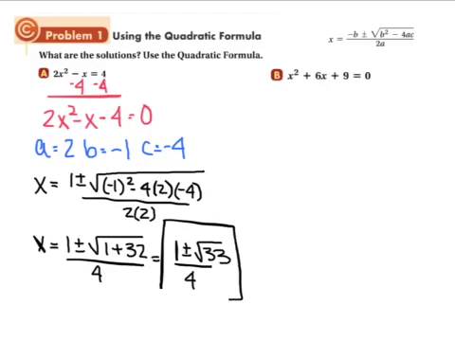1 plus or minus, that gives us our two answers, the plus and minus part of it. 1 plus or minus square root of 33 over 4. So if we were to put this on a graph, it would look like a smiley face that's crossing the x-axis twice because there are two answers here.